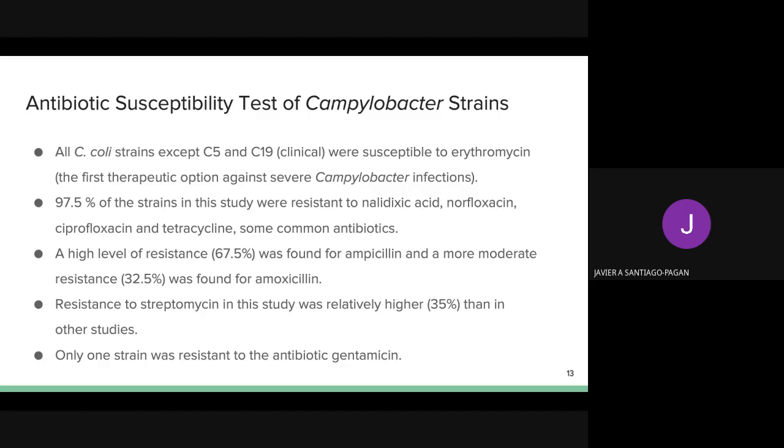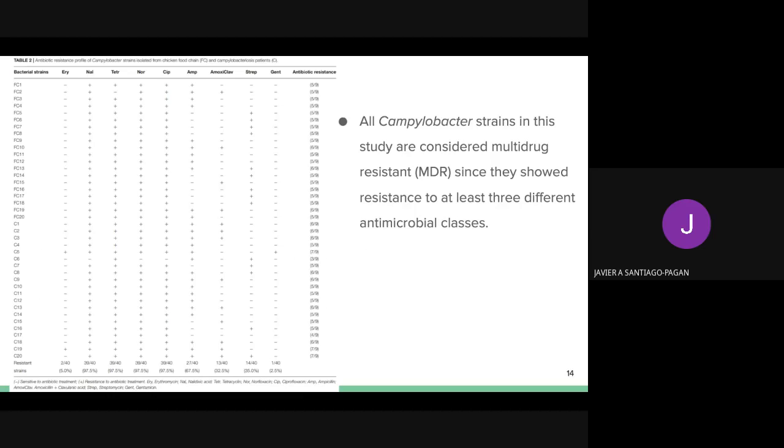Resistance to streptomycin in the study was relatively high, 35%, relatively higher than in other studies compared to this one. And finally, only one strain was resistant to the antibiotic gentamicin. In the next slide, we can see all the studied antibiotics compared with the strains and the resistance above. All Campylobacter strains in the study are considered multi-drug resistant, MDR, since they show resistance to at least 3 different antimicrobial classes.